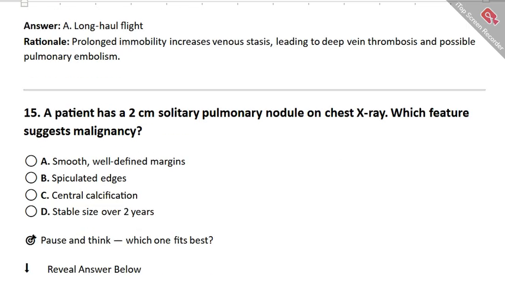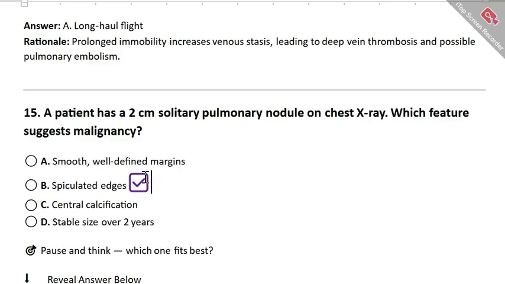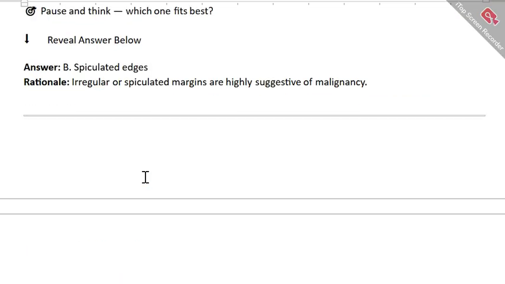A patient has a 2 centimeter solitary pulmonary nodule on chest X-ray. Which features suggest malignancy? Read the 4 options, pause the video, and think for the best option. And here in this scenario, the best option is option B, speculated edges. Let's move to the next question.